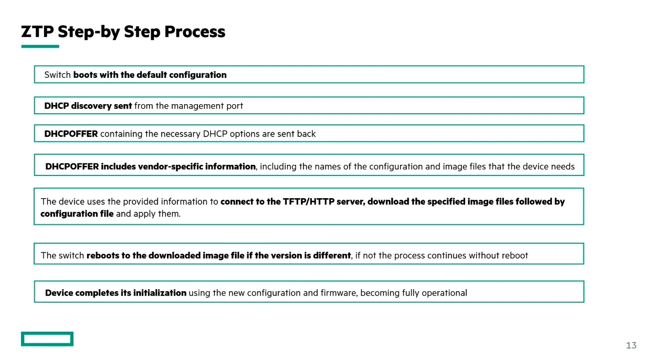The switch uses the provided information to connect to the TFTP or HTTP server and downloads the specific image files followed by the config file. And then the switch reboots to load the image file if the version on the switch is different. If not, it continues with the process without any reboot. And finally, the device completes its initialization using the new configuration and firmware, becoming fully operational.